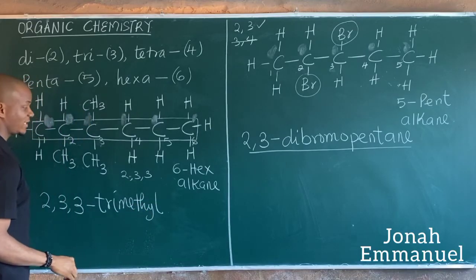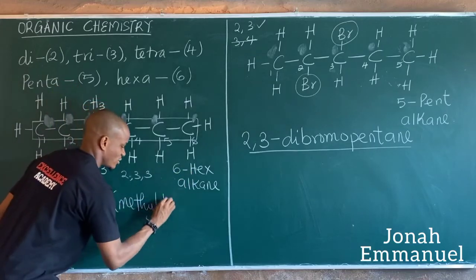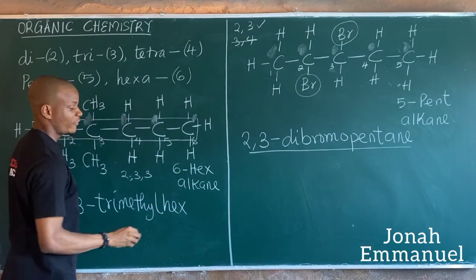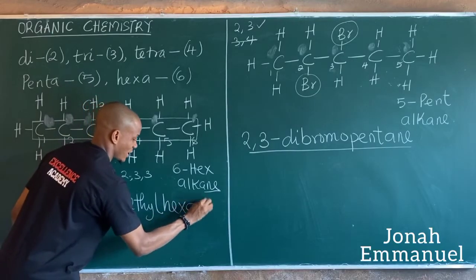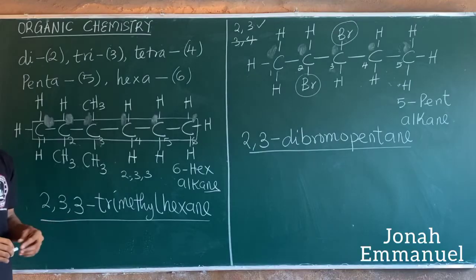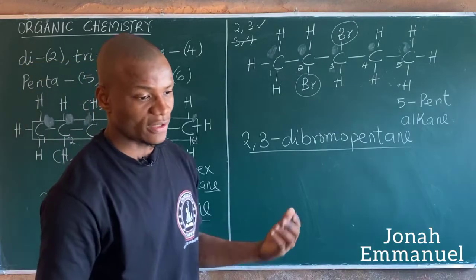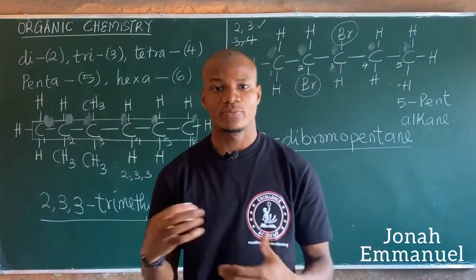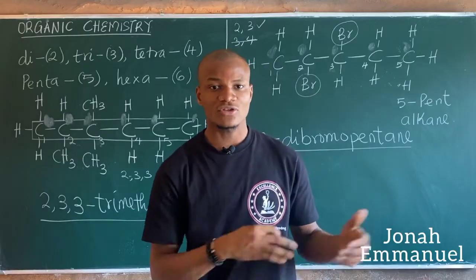trimethyl. Next up, my longest continuous carbon chain, I had 6. 6 is hex, becomes hex. From the functional group, it is an ane or an alkane, becomes hexane. So this compound is 2,3,3-trimethylhexane. So this is how you name compounds like this, having multiple substituents, right? Use 2 for that and what have you. So that's the 4th rule.